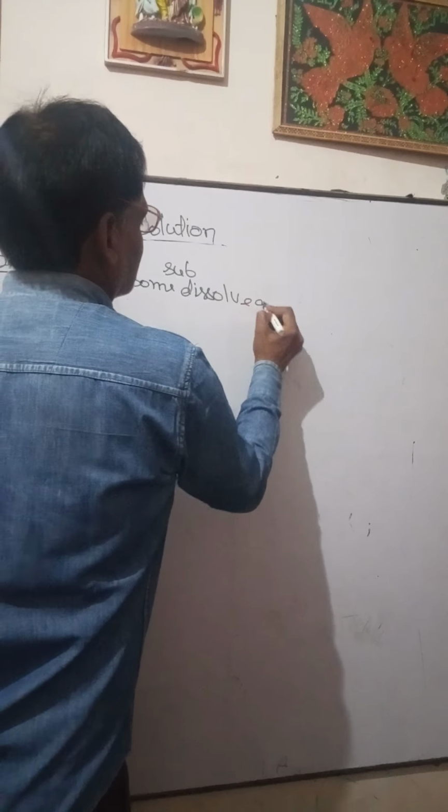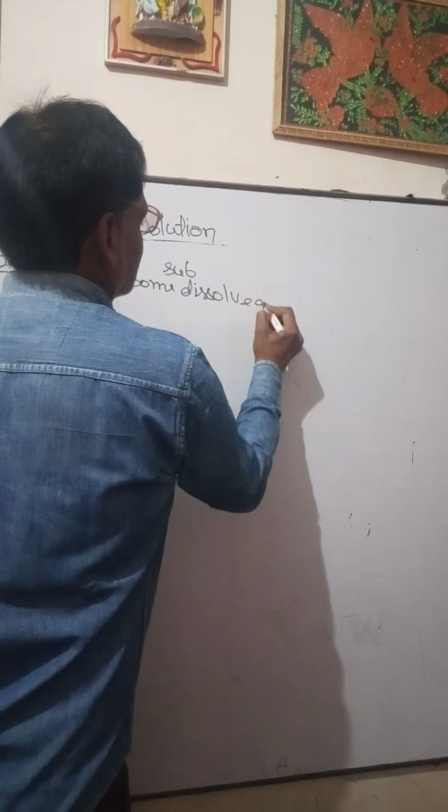If delta G is positive, the process will be non-spontaneous. It means that the substance will not dissolve in the solvent at room temperature. We are bound to supply some heat. When delta G is 0, it means that it will never dissolve in the solvent. And if delta G is negative, it means that the substance will dissolve only on the supply of heat.